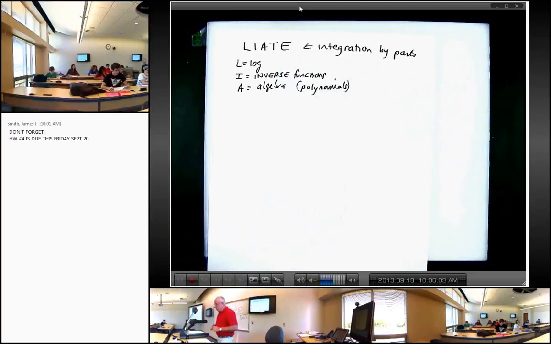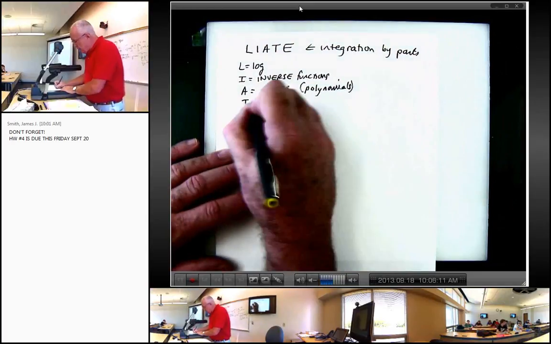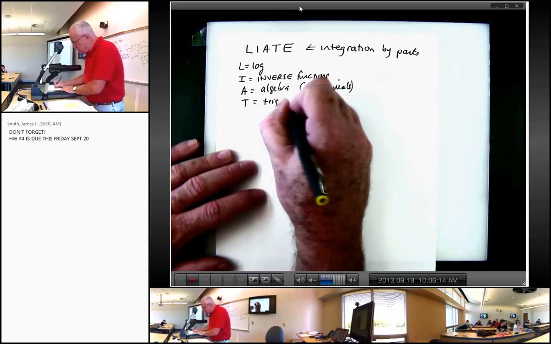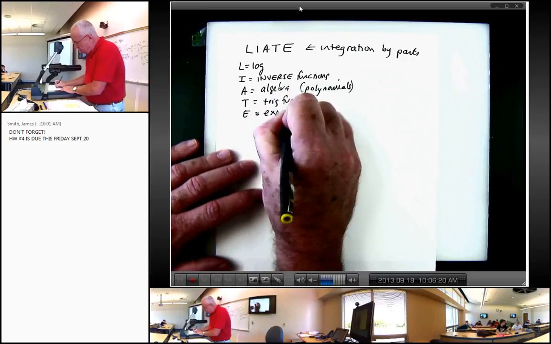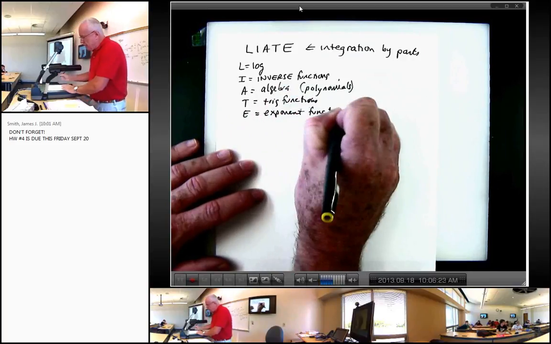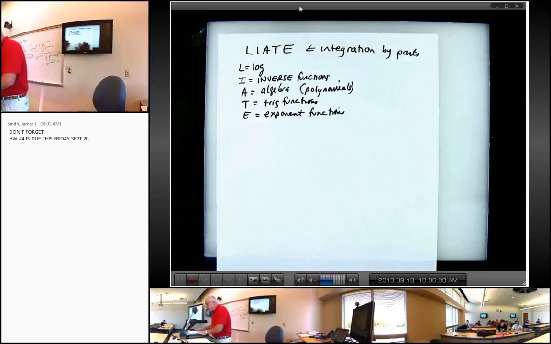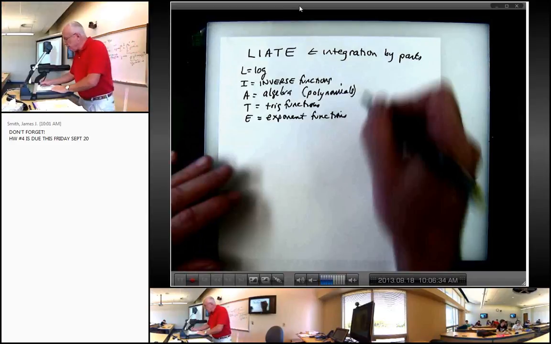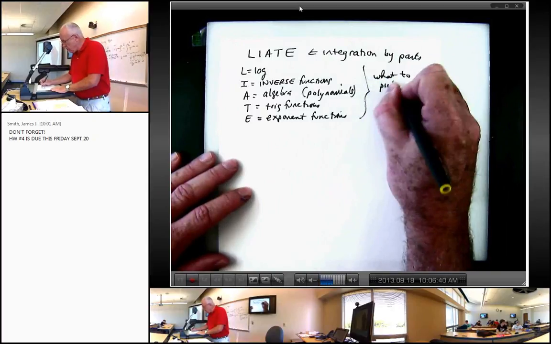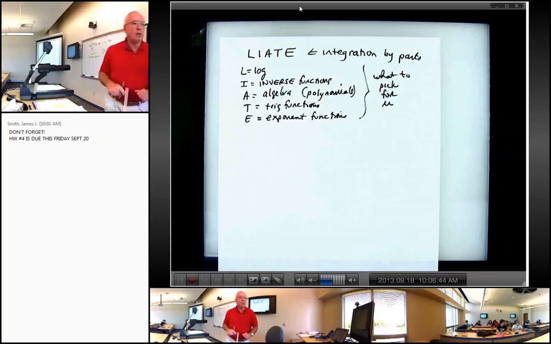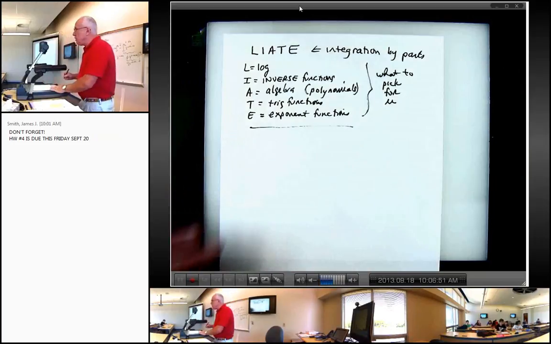Well, all I'd use it for is like there's just X or something. That's a polynomial, right? The T stands for trig functions, and the E stands for exponent functions. So the name itself isn't very catchy, LIATE, but anyway, it can perhaps give you a help in what to pick for the U.